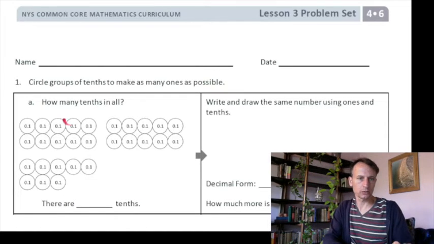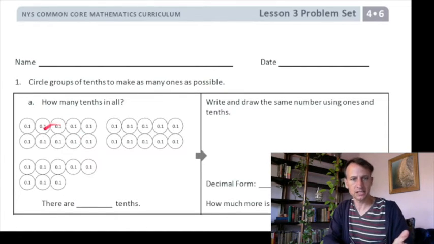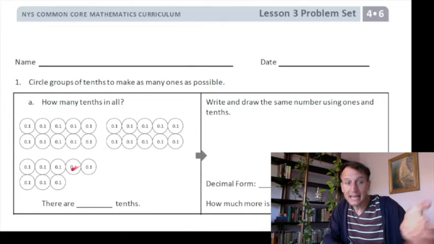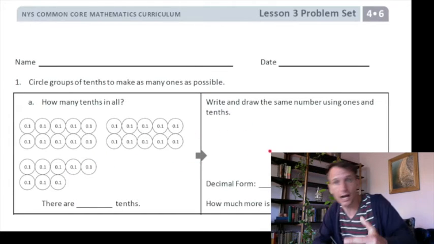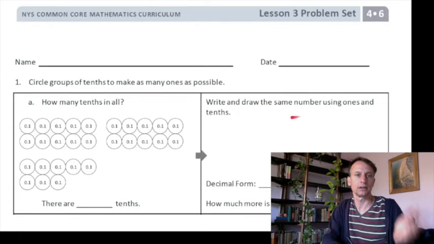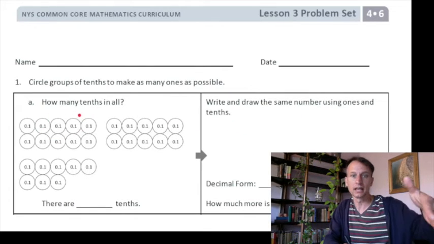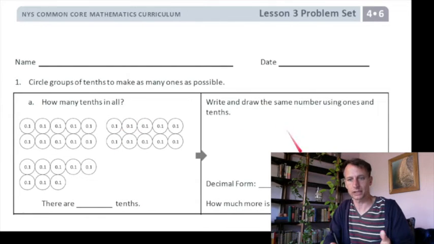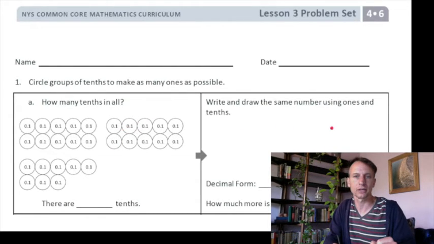So in other words, with this one, here's 10/10. You would condense that into 1. Here's 10/10. You'd condense that into 1, and the 8/10 here you would just basically copy the same as 8/10. The point is 10/10 is 1, 10/10 is 1, and then another 8/10. And don't forget the question, how much more is needed to get to 3?